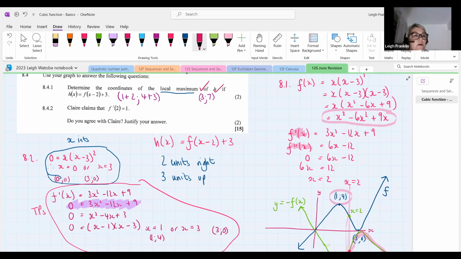Again, this is a complex question. Yes, the local minimum is at 3. Quite right. Good, Pinga. Let's have a look at the last question. So Claire claims that f prime 2 equals 1. Do you agree with Claire? Justify your answer. So again, f prime 2 means what? What does f prime 2 mean?